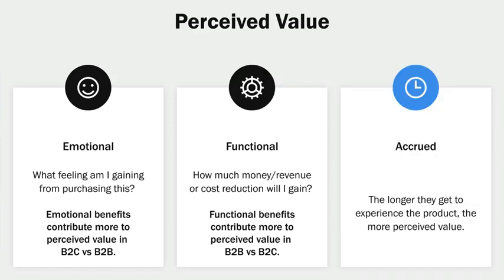And the third component is around accrued value. So the longer that they get to experience or touch the product, the more perceived value builds. Think about a product like Dropbox, using the free product, storing a lot of files. They're building that perceived value so that by the time you get that paywall, you already have this value built up. You've already invested in the product. And so that perceived value is going to be greater and that perceived price is going to be lower.